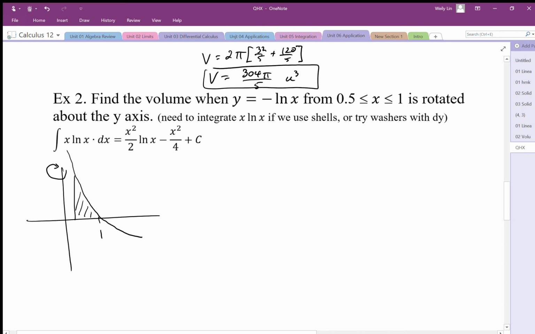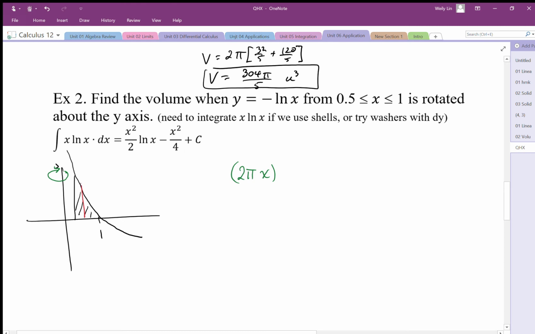Okay, so to set this up, we need the circumference of the circle. I'll do this in green so that we can keep track of this. So rotating it around here, I'm going to generate a circumference based on the position of x. The x position is going to be the radius of that circumference, so it's going to be 2 pi x.